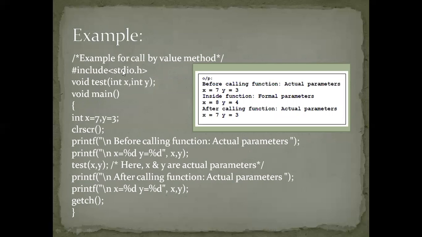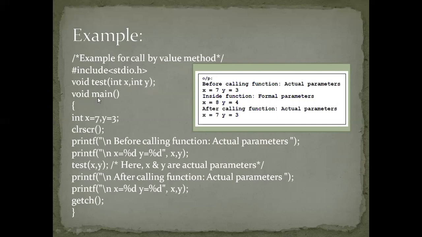So here we have the header file, and we have the function prototype, that is void test(int x, int y). Here test is the function name. Okay, so int x, int y are the parameters which we are passing to this particular function test. Here void means it doesn't return any value. Okay, this is the function prototype.